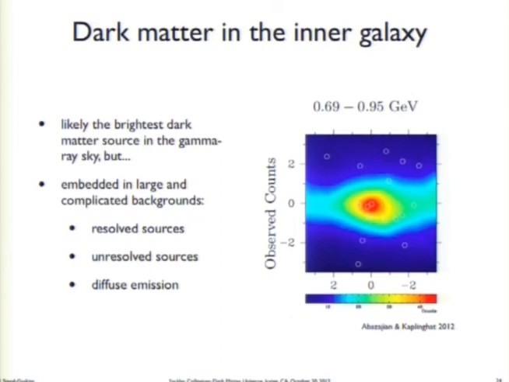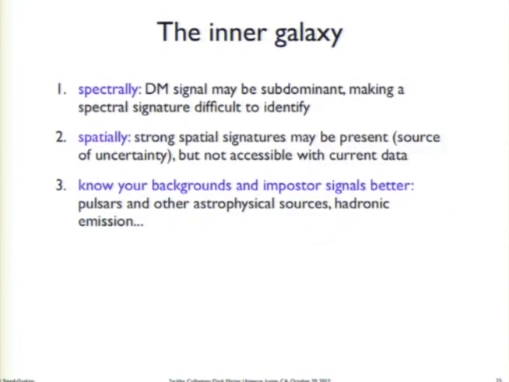So to go back to the three tools I mentioned before, spectrally, the dark matter signal might be subdominant, which would make a spectral signature difficult to identify, at least if we're not able to get rid of some of the other backgrounds that are dominating the spectral features. Spatially, we could have strong spatial signatures. However, this is a source of uncertainty, particularly with the dark matter profile. But these scales are not accessible with current data. So it looks like we're going to need more data and data with higher angular resolution to be able to take advantage of this mechanism for reducing astrophysical backgrounds.